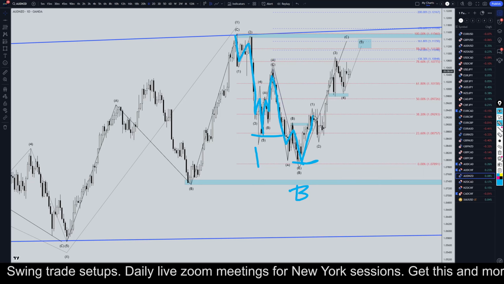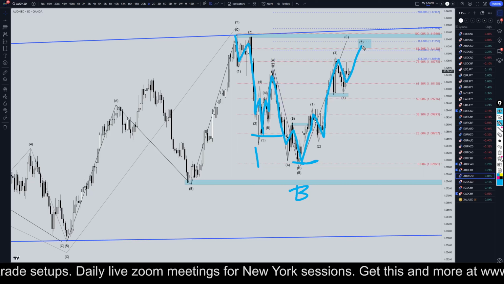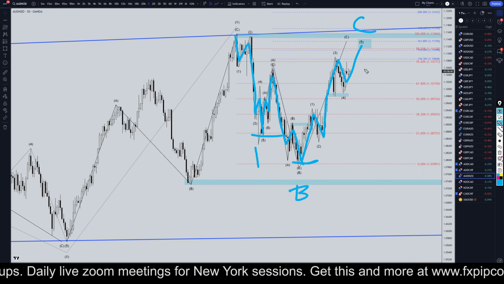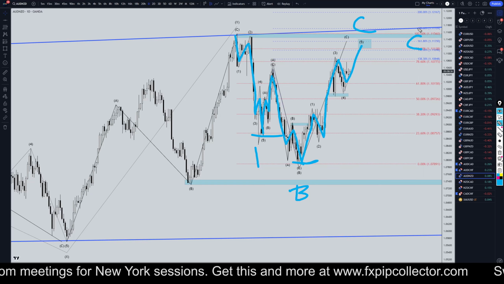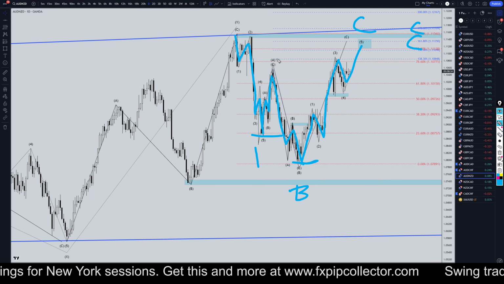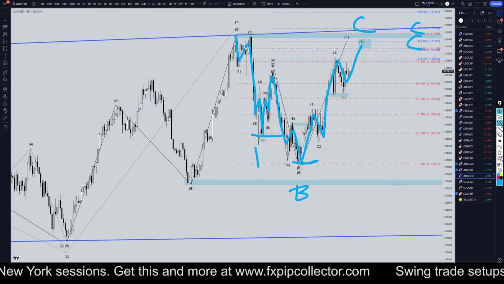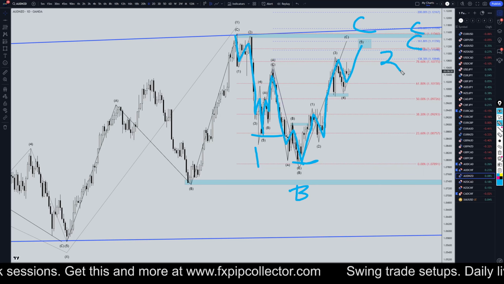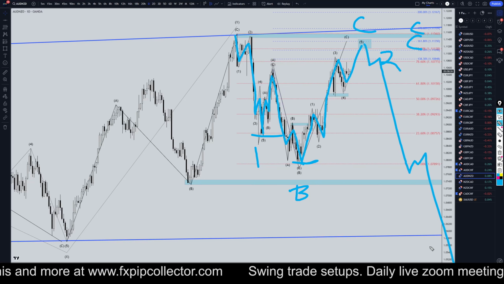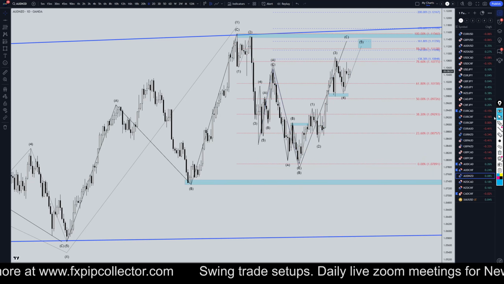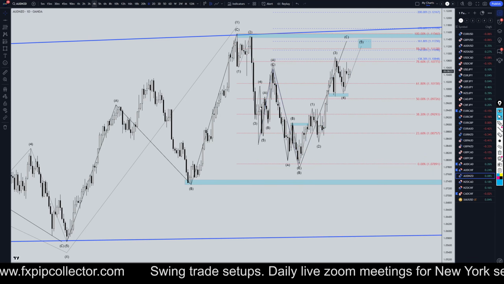That means that this is likely a 1, 2, 3, 4, 5 of wave C. The target for an expanding flat is normally the 161.8 or the 178.6, which would probably pretty much go back up and retest this trend line, making an expanding flat wave 2 and probably eventually going back down for that wave 3. So let's take it right down to the 4-hour time frame.